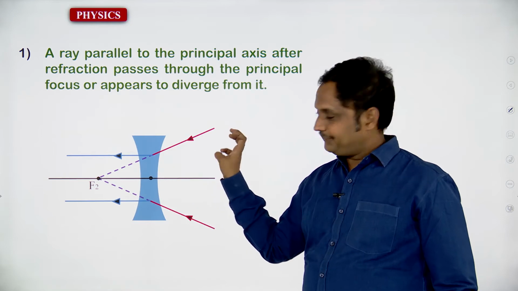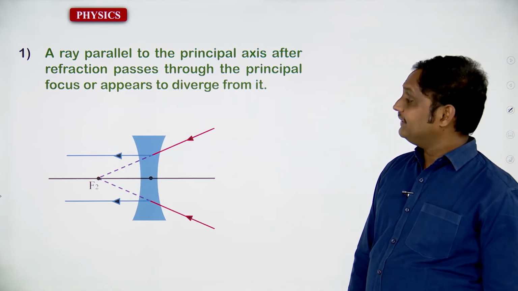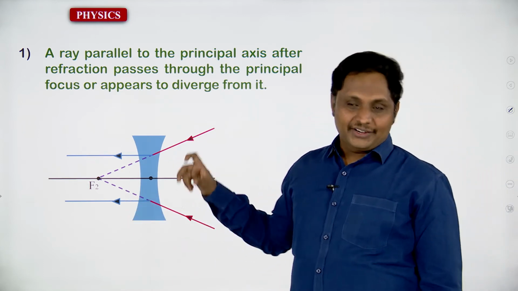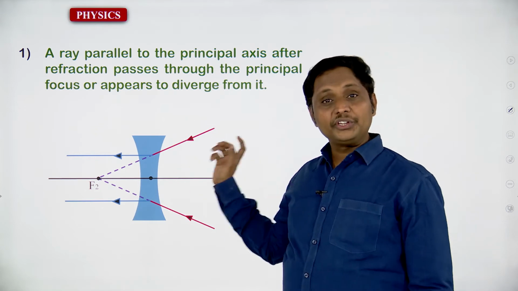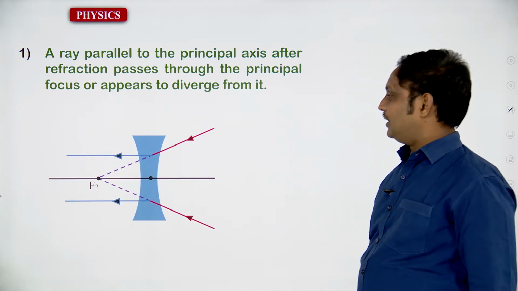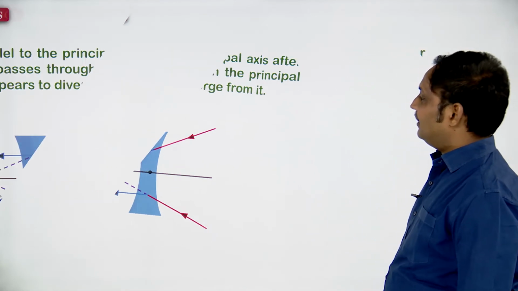The incident light rays are about to meet at F2. Actually, they are going to be refracted, and after the refraction they are going to be parallel lines. Very clear, you can confirm. In the case of the concave lens, it's very simple.